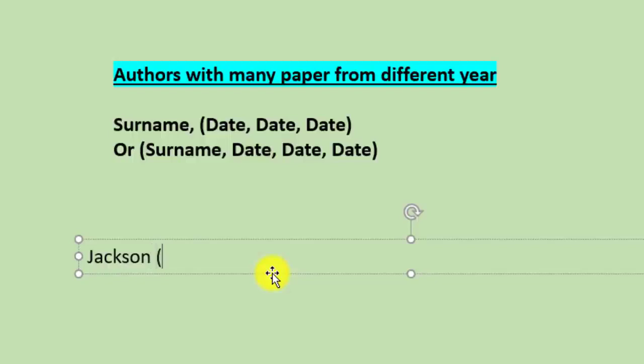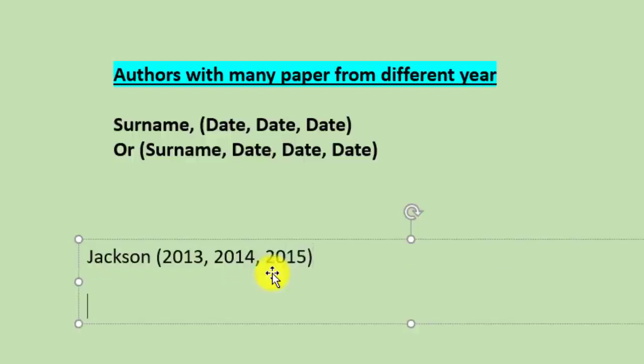Jackson 2013, 2014, 2015, or bracket close, Jackson 2013, 2014, 2015. So that's how you can do citation.